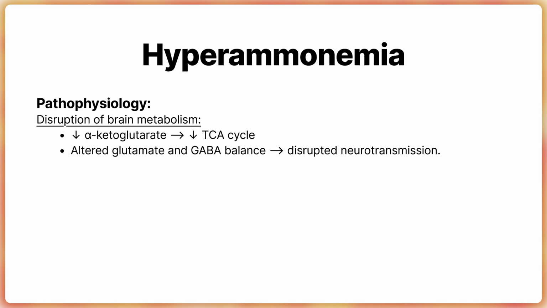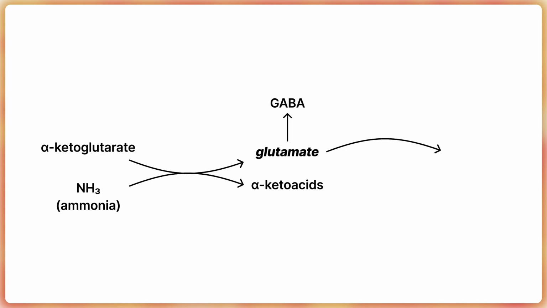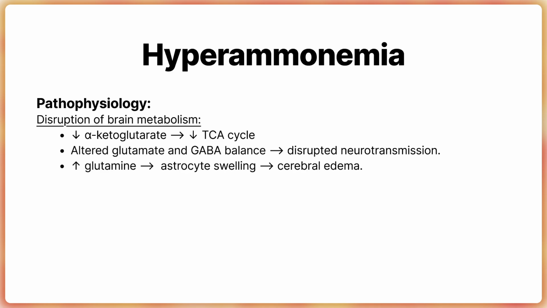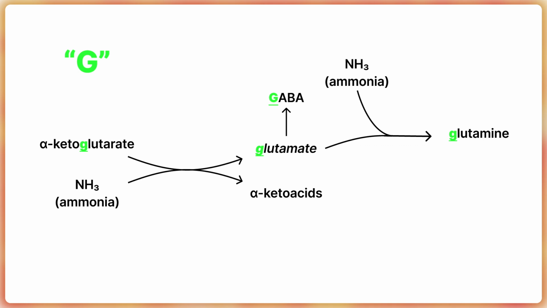Now, I'm sure you can see how depleting alpha-ketoglutarate triggers a whole cascade of biochemical disturbances, leading to a wide range of symptoms. Along with altered levels of glutamate and GABA, hyperammonemia also causes changes in glutamine levels, since glutamine is derived from glutamate. The problem with glutamine accumulation is that it acts as an osmotic agent, which means that when glutamine builds up in the brain, it attracts water, leading to cerebral edema. To easily remember all of these biochemical disturbances, just focus on the letter G, starting with alpha-ketoglutarate to glutamate, which then gives rise to GABA and glutamine.